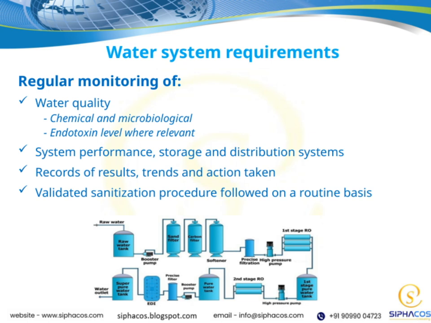This helps us catch any issues early before they become bigger problems. Keeping detailed records of all results, identifying trends, and documenting any actions taken is essential for maintaining compliance and ensuring continuous improvement. Another key point is following validated sanitization procedures on a routine basis. This guarantees that our systems are properly cleaned and disinfected, reducing the risk of contamination.